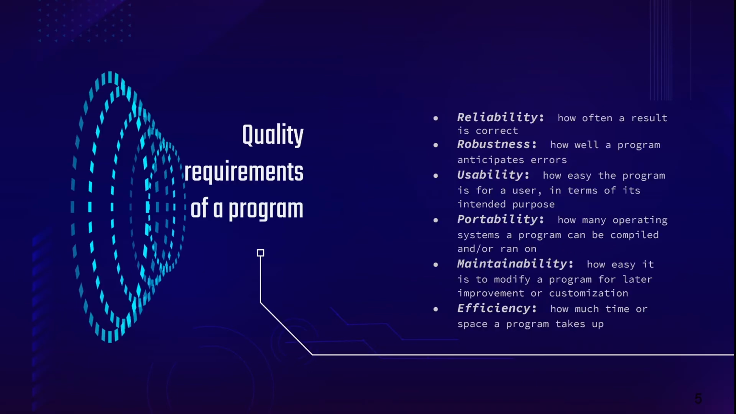So, quality requirements of a program. You want reliability, which is how often it's going to be correct; robustness, how well it's going to anticipate errors; usability, how easy the program is for a user in terms of its intended purpose; portability, how many operating systems or platforms a program can be compiled and/or run on; maintainability, how easy it is to modify a program for later improvement or customization; and efficiency, how much time or space a program takes up.